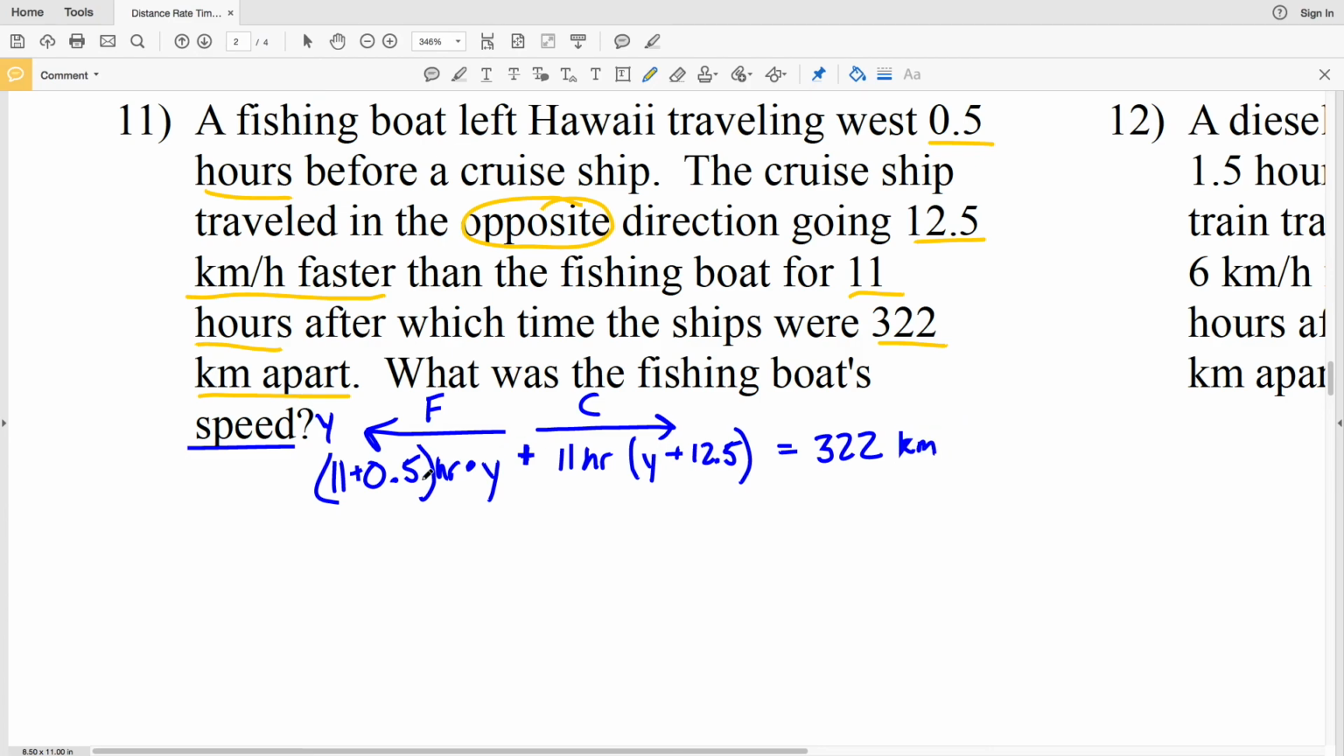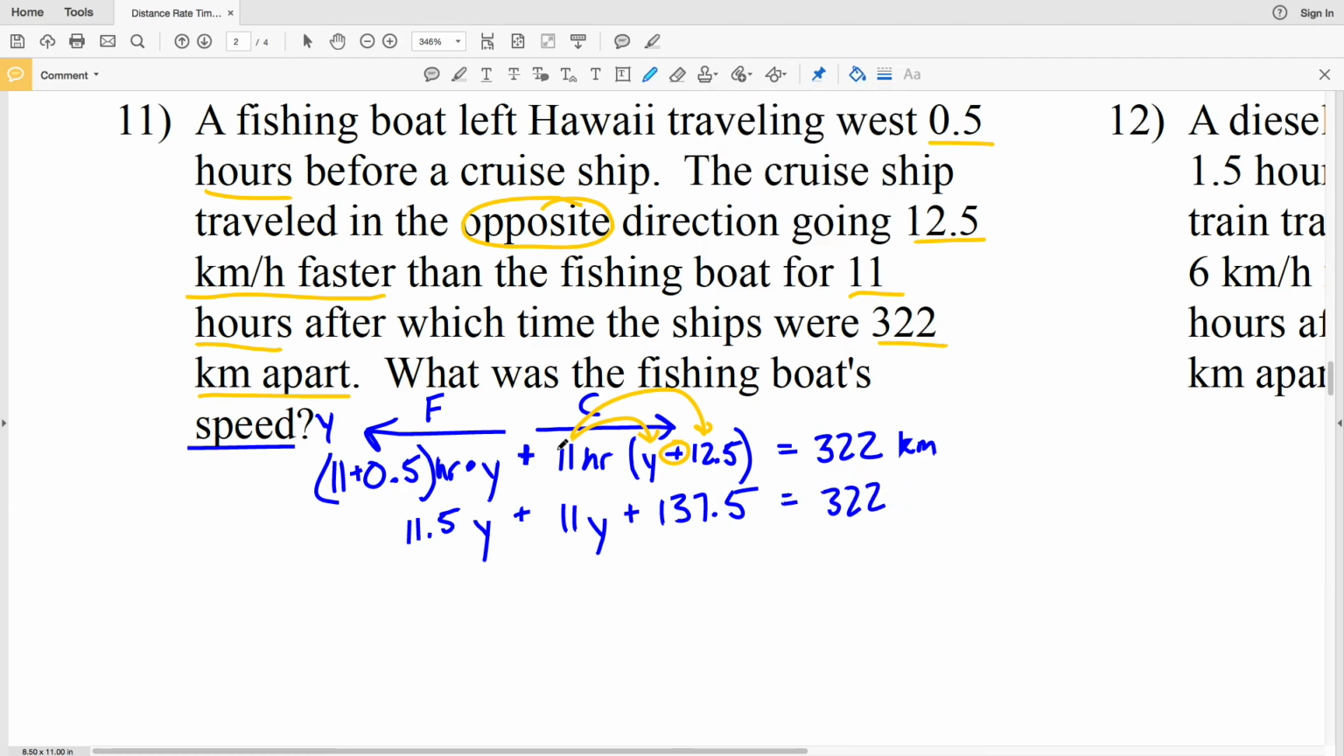So what I'm going to do is simplify, and I'm going to have to distribute this 11, and there's addition between those two terms. So 11 plus 0.5 is going to be 11.5. We're multiplying that to y, adding that to 11 times y, which gives us 11y, plus 11 times 12.5, which is 137.5, and that is all equal to 322.